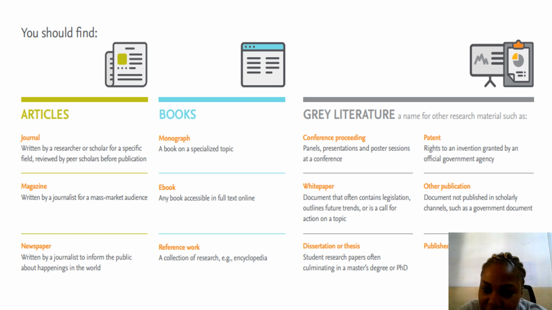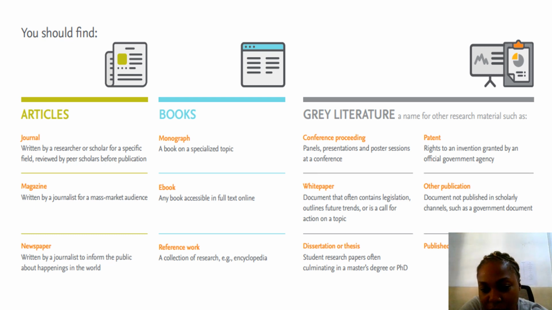The grey literature is a name for other research material which is not peer-reviewed. It can consist of things like conference papers, the papers that are published after a conference, maybe the presentations, the posters. Those are grey literature, but they are not scholarly. They are not scholarly articles or scholarly resources, but they are grey literature. They can be used, but with caution. White papers are documents that often contain legislation, outline future trends, or call for action on a topic. So these are just grey literature.